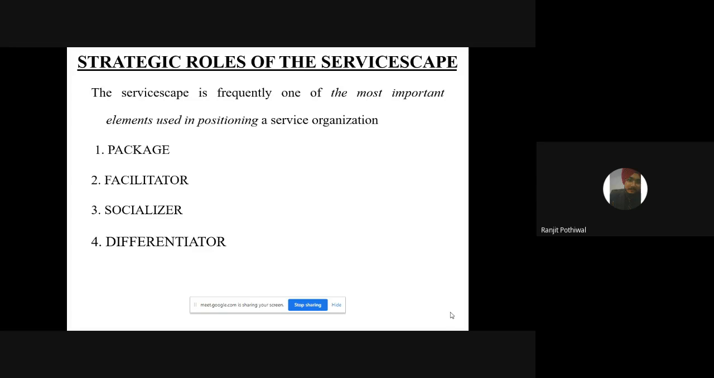Next is facilitator. So what is a facilitator? You have some equipment which is there to help you.